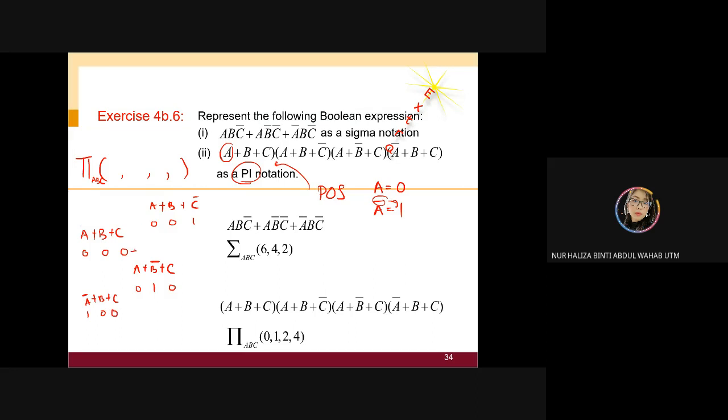So I convert each of these to decimal. I get 0, 1, 2, 4. Then it's correct. So you can check that it is correct for your sigma and also pi notation.